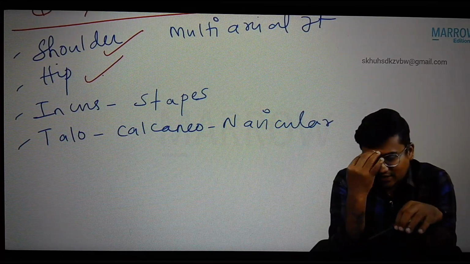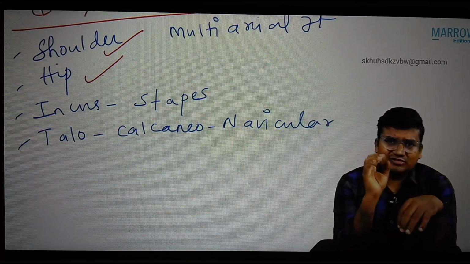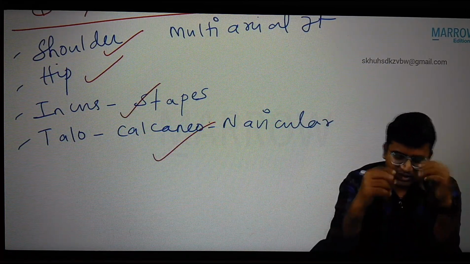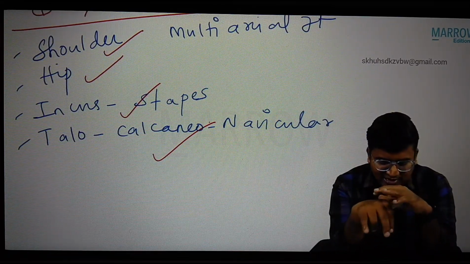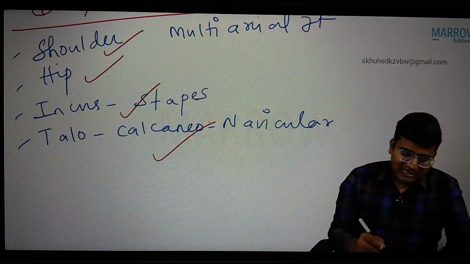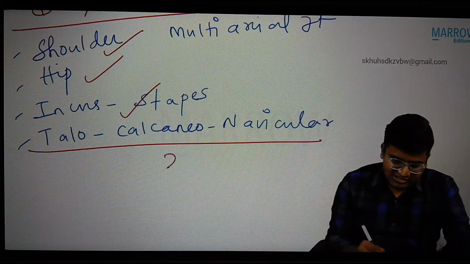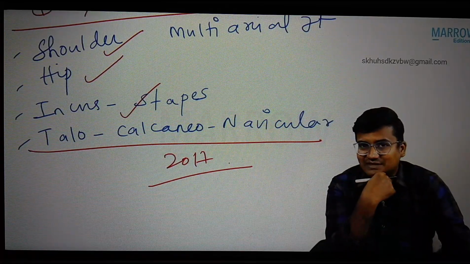In the exams, yes, they never give shoulder joint and hip joint. Okay, everybody knows. The first year MBBS kid knows this. They will ask you only about the joint between incus and stapes and the talocalcaneo-navicular joint. The talocalcaneo-navicular joint is a ball and socket joint. That is a question they gave in the 2018 AIIMS exam and also in the FMG exam.